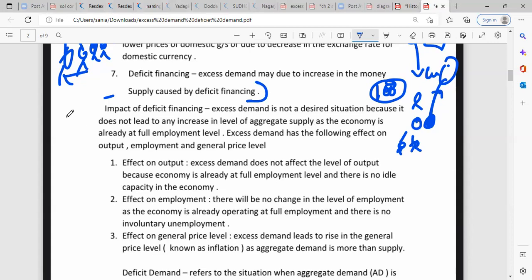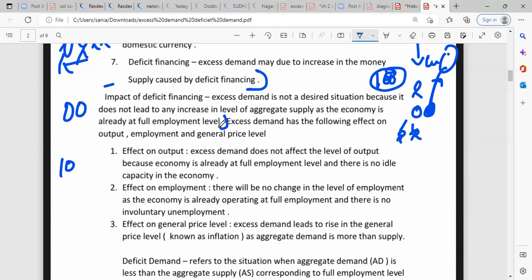See, for example, you have two chocolates, right? Because 10 people are demanding. If you are demanding 10 chocolates, I will not suddenly produce 10 chocolates. No, right? So because of excess demand, there is no increase in aggregate supply. Okay, so excess demand has the following effect on output, employment, and general price level.